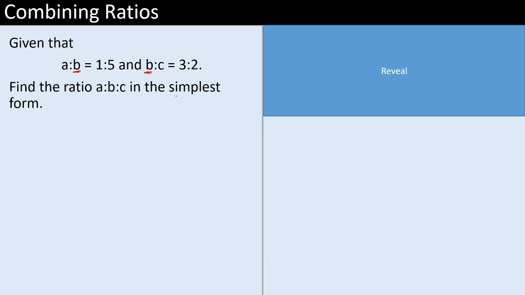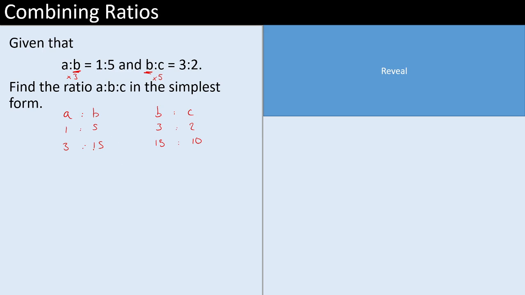Note that 5 and 3 both go into 15. So I should times my a to b ratio by 3 on both sides, and my b to c ratio by 5 on both sides. Kind of like you would if you were doing a common denominator for adding fractions or something like that. So my a to b ratio, instead of 1 to 5, would become 3 to 15. And my b to c ratio, instead of being 3 to 2, is going to become 15 to 10. Because I timed both of those numbers by 5.